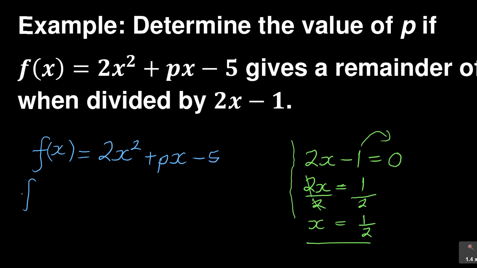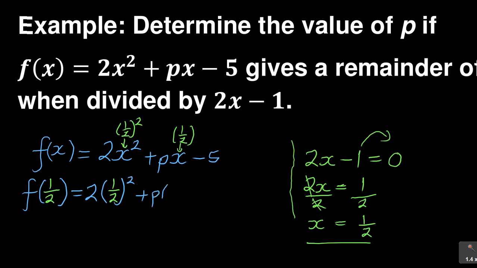So you're going to say f of 1 over 2. You're saying f of 1 over 2 is equal to, so where there is x, we are going to put 1 over 2, so it will be 2 into 1 over 2 squared, and then here it will be 1 over 2. So that's what you are substituting where there is the value of x. So it will be, in this case, 2 into 1 over 2 squared plus p into 1 over 2, and then minus 5. So this is what you are having there.